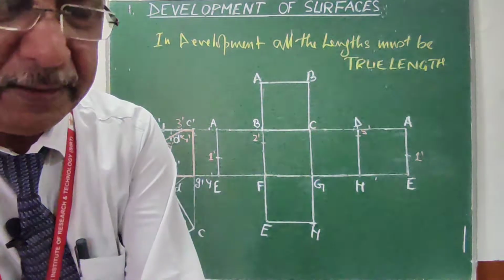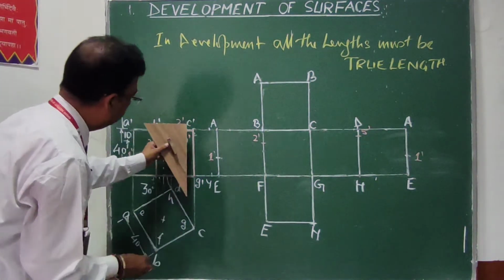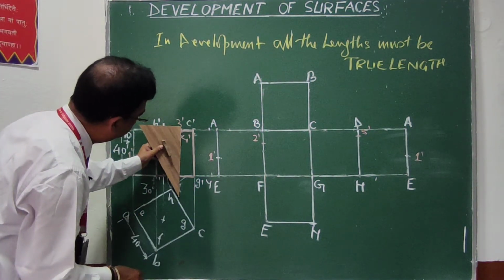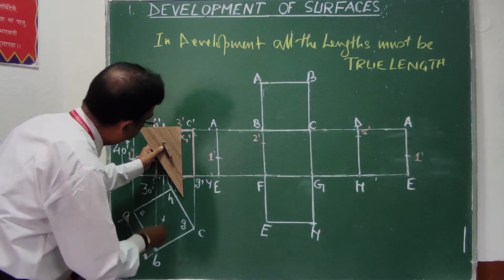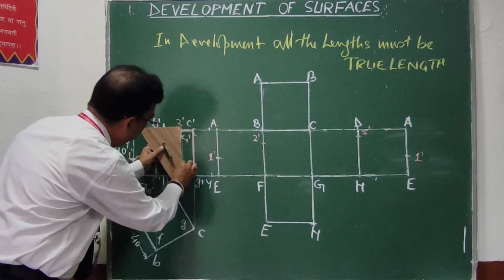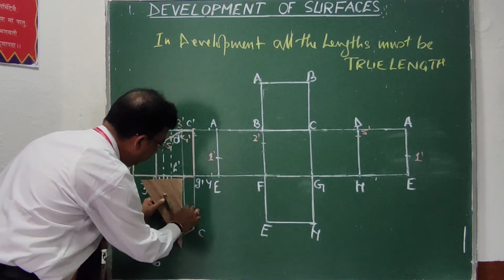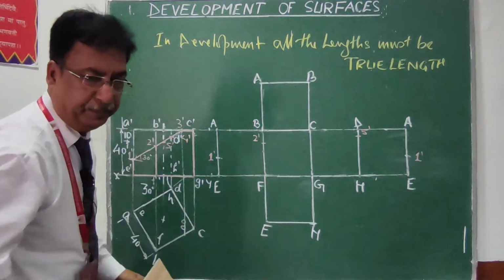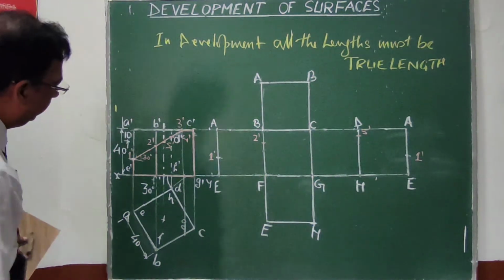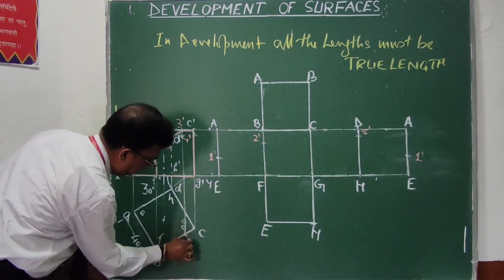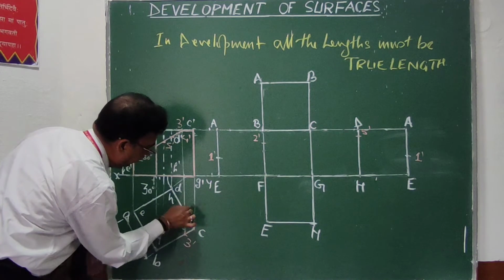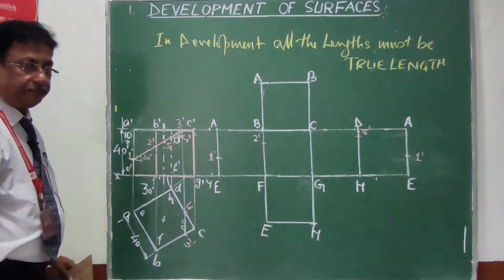Normally what we have done in the case of section of solid, the same method I am going to use. I am going to shift these points 3 dash and 4 dash from the front view to the top view by projector, and in the top view those 2 points will cut this line, and this will be our point 3 dash and this will be our point 4 dash.